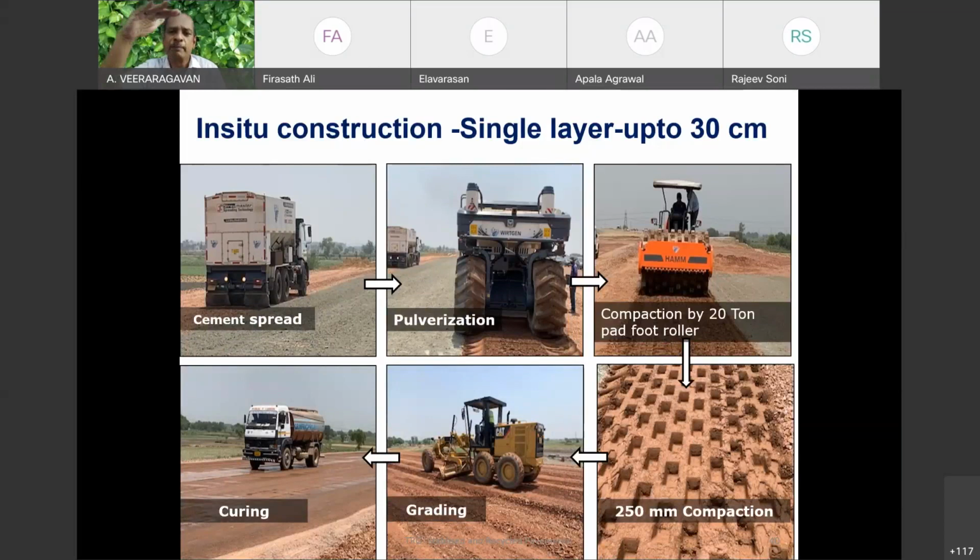Up to 200 millimeters, 250 millimeters, you can compact in a single layer. But you should know that different equipment are required. One is a spreader, and we have to pulverize the material.